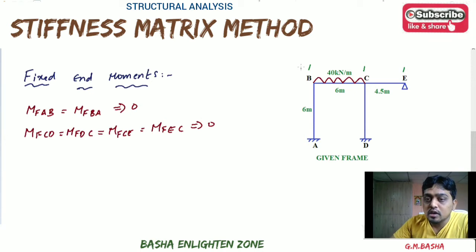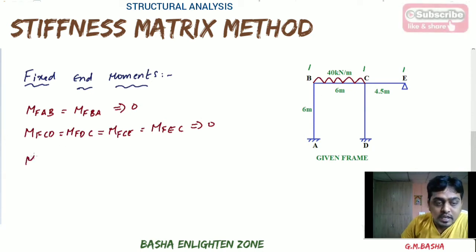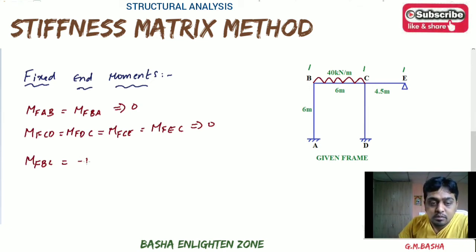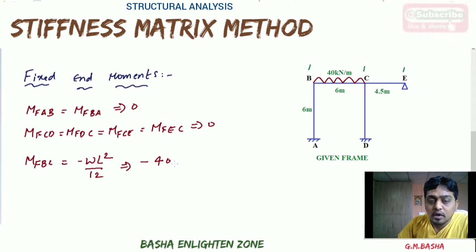And what about B and C? So fixed moment for BC will be equal to, whenever a uniformly distributed load is acting on a span BC, then you will get fixed moments equal to minus WL square by 12. So what about here W? W is the given load, W into its length of the span is 6, which is 6 square by 12.